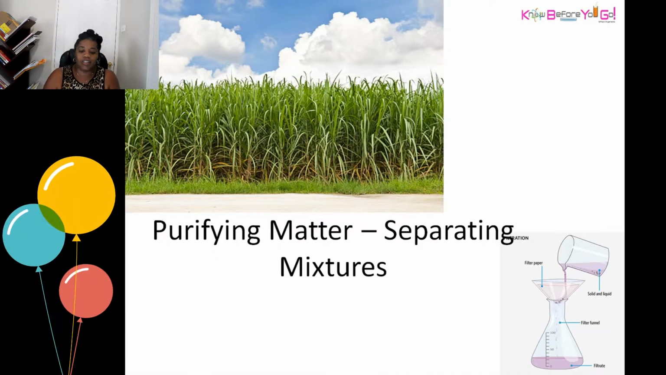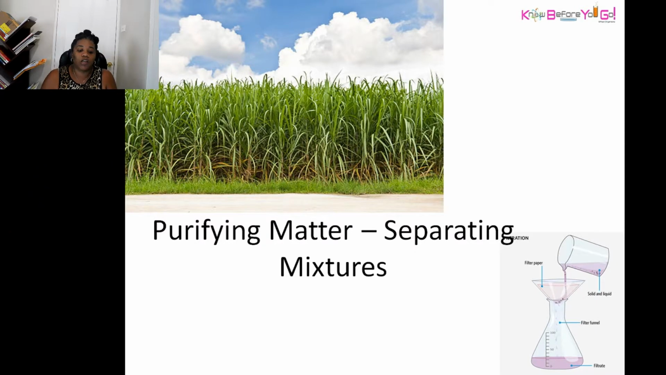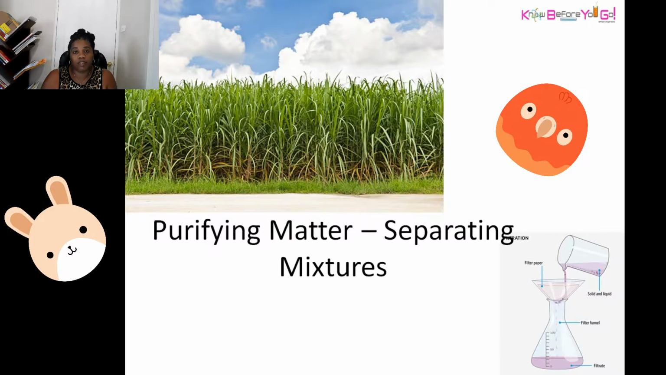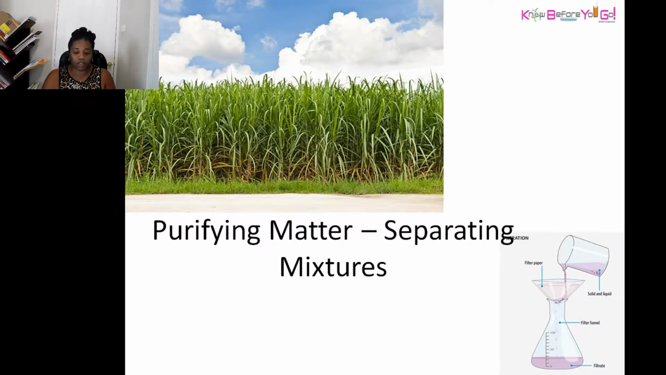Equipment speed makes it easier. I'm moving right along into purifying matter using separating techniques, or just separating mixtures. So you're going to try to purify this matter using special separating techniques.